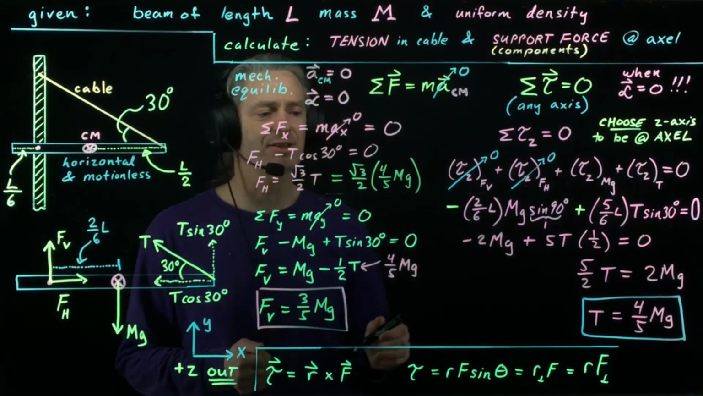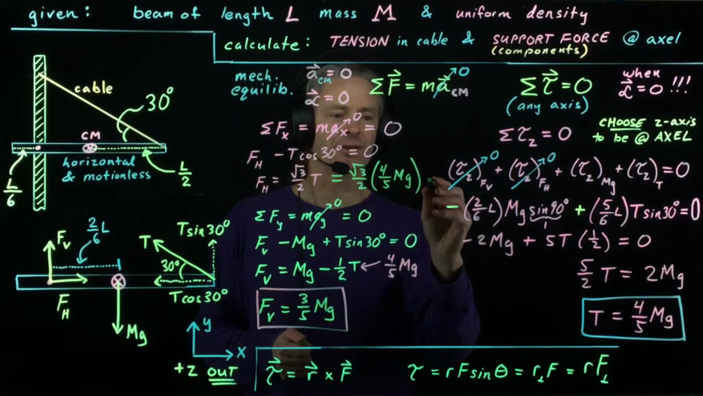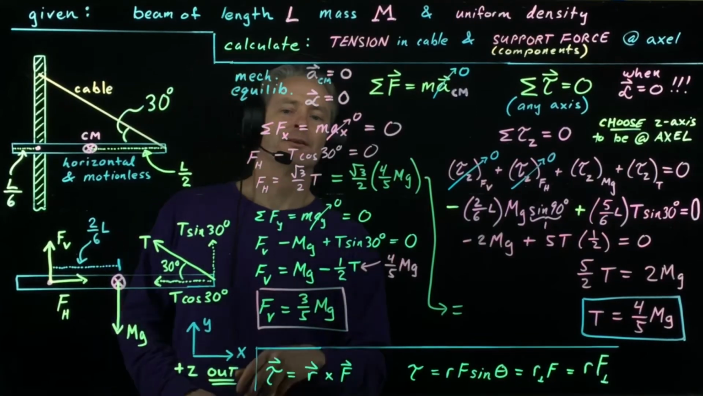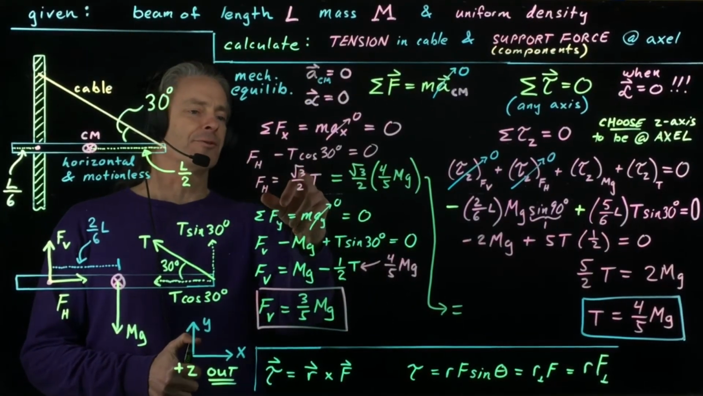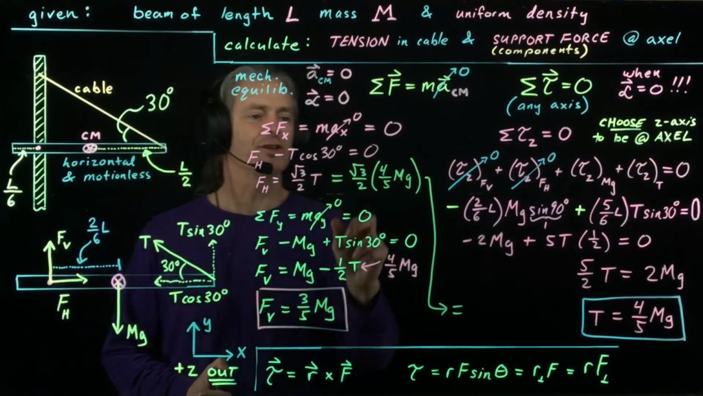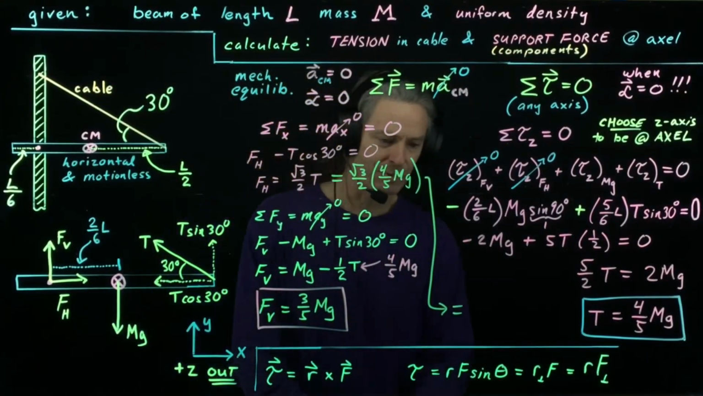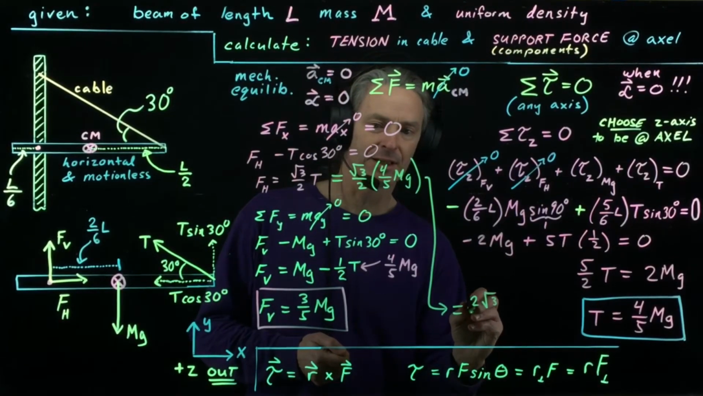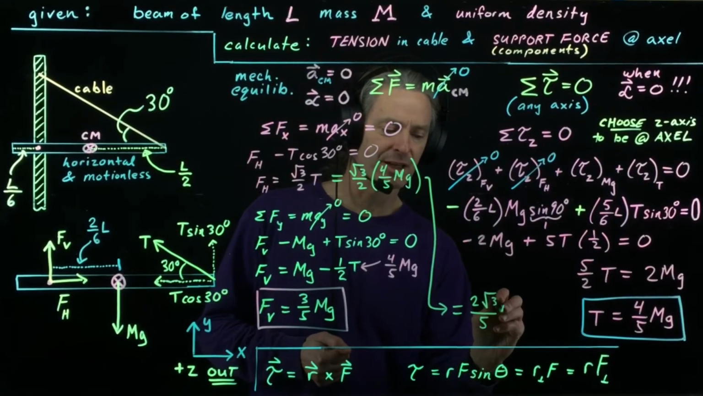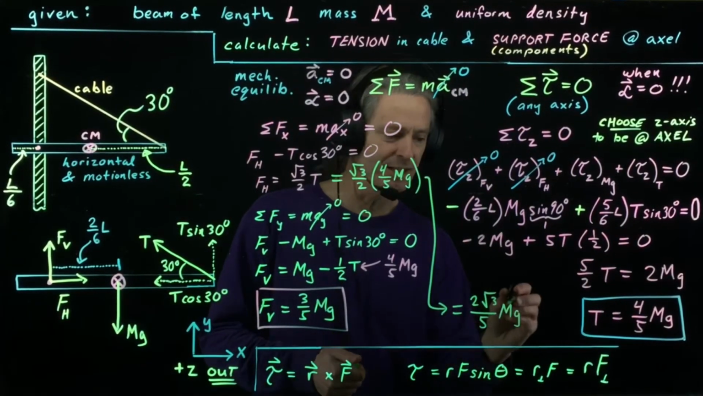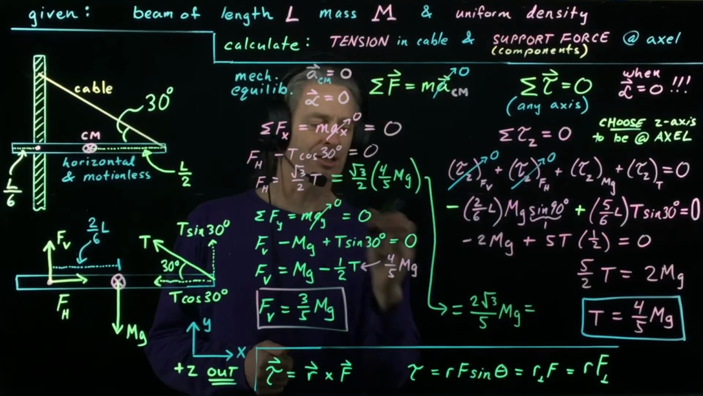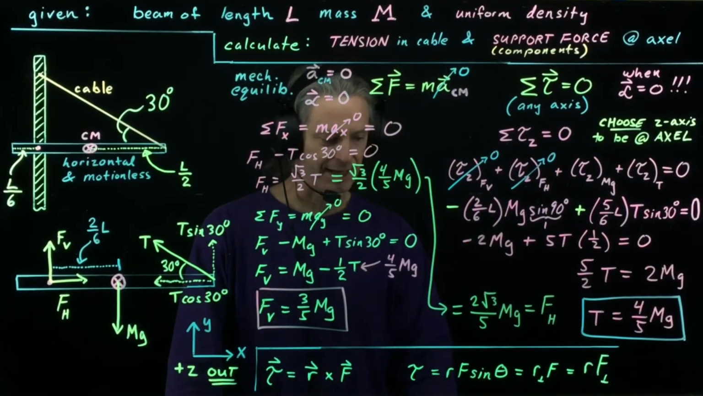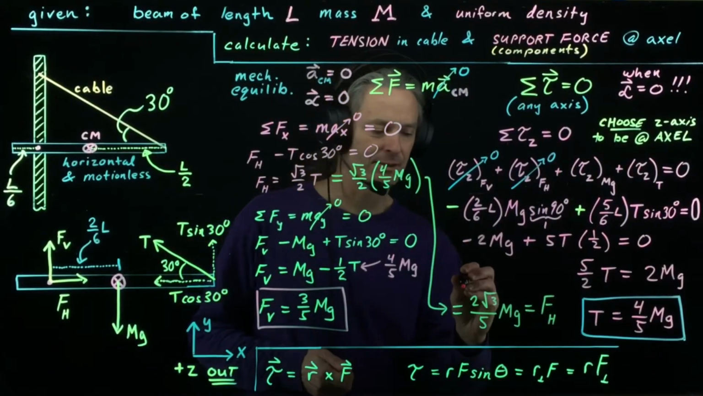I'm running out of space, so I will put the answer right here. F sub H is equal to radical 3/2 times the tension, but that's the tension. 4 divided by 2 is 2. So what I'm going to have is 2 times radical 3/5 times capital M times G. And just to remind ourselves, all that's equal to F sub H. And I'll box that up right here.